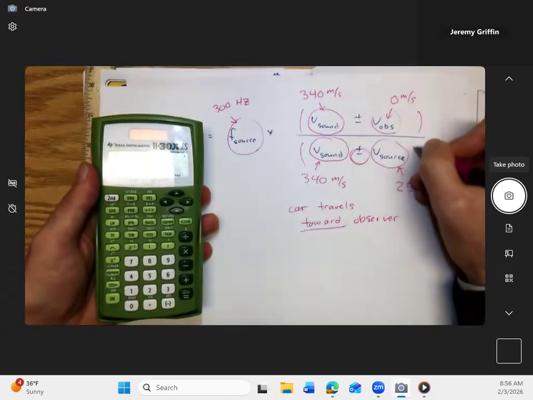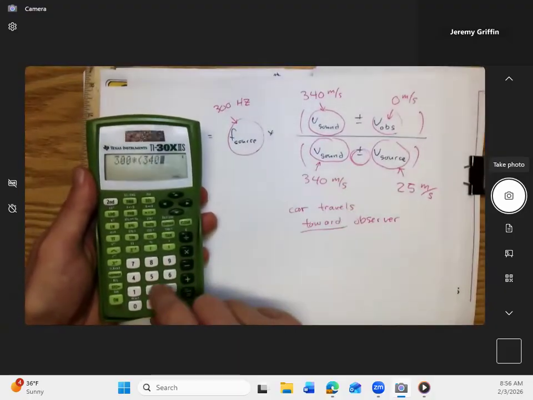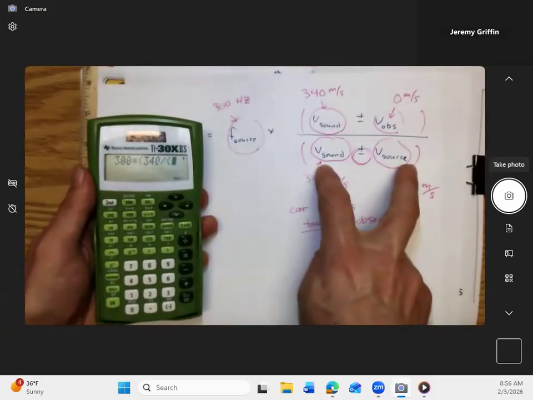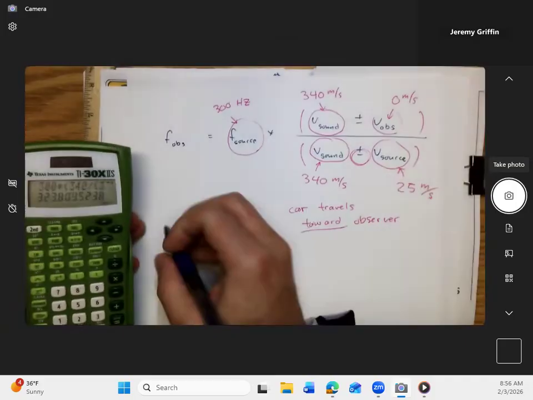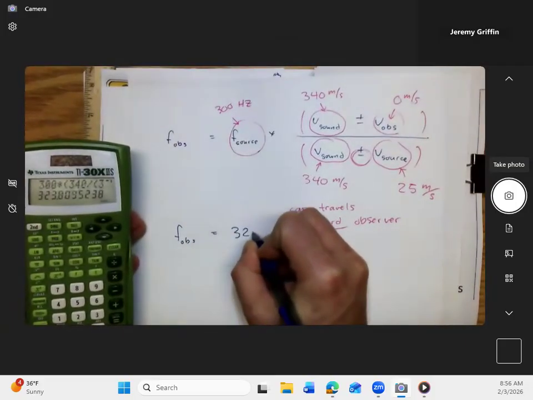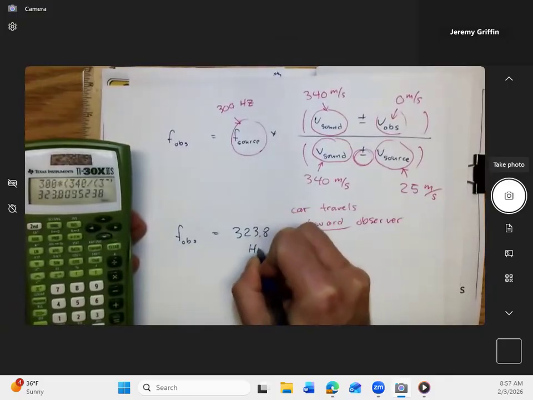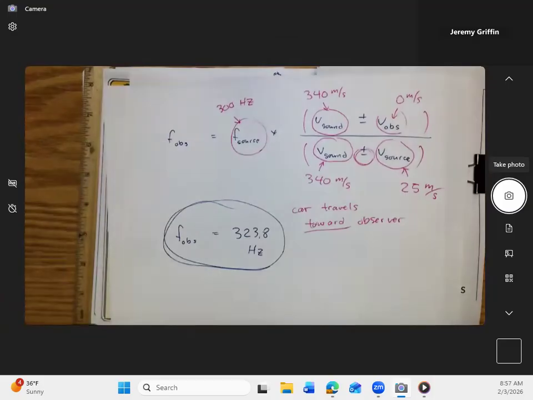Make sure you correctly group parentheses around the whole thing. So 300 times, we've got 340 divided by, and then definitely put some parentheses right here, 340 minus 5. I'm looking at the observed frequency being 323.8 hertz. So a higher frequency. All right. So you guys good with Doppler? Okay.